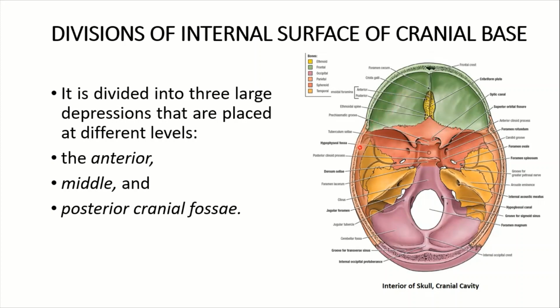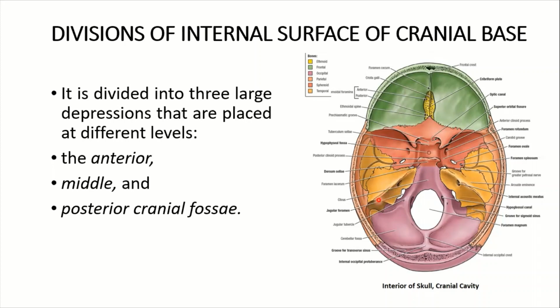Then you see this butterfly-shaped region, the middle cranial fossa. It is narrow in the middle and broader and deeper on the sides, and it lies at a relatively lower level than the anterior cranial fossa. In the center is a very important depression in the body of the sphenoid, the sella turcica. We'll talk about all these in detail.